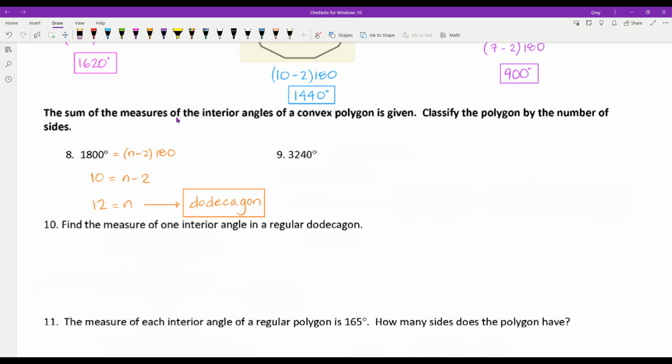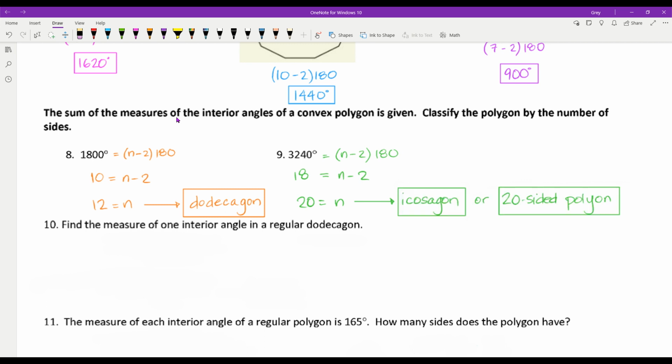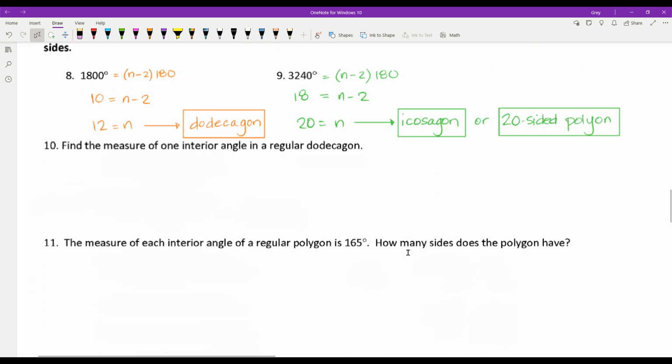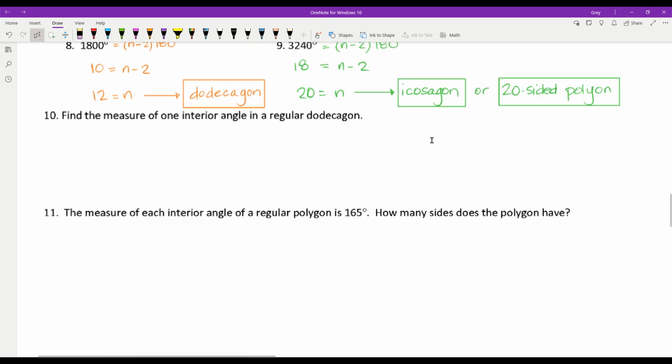All right, number 9, 3240. Again, that's equal to n minus 2 times 180. I'm going to divide by 180. So 18 equals n minus 2. I'm going to add 2. So I have a, y'all remember that word up there? Icosagon, or you could say 20-sided polygon. Okay, number 10. Find the measure of one interior angle in a dodecagon.